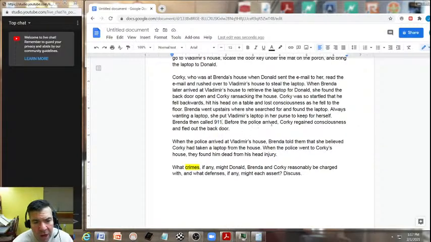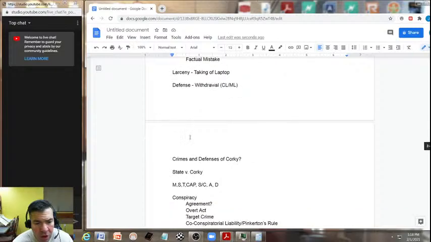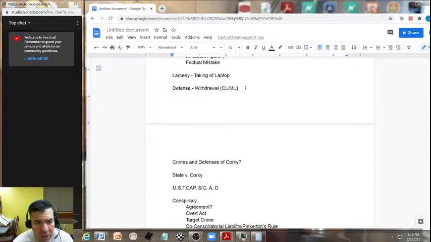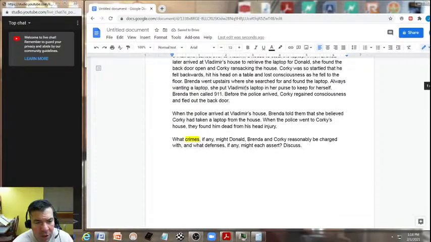Now, before the police arrived, Corky regained consciousness and fled out the back door. Now back here, when Corky was so startled that he fell backwards, this bad aspect down here, we want to make sure to point this out underneath this argument, that we may have the murder of Corky. We'll take a look at that in the next paragraph.